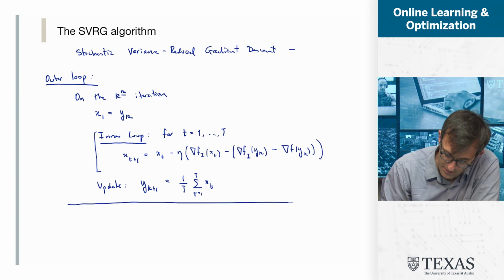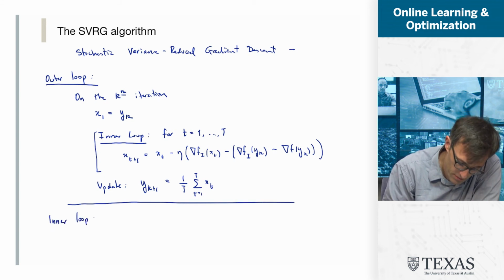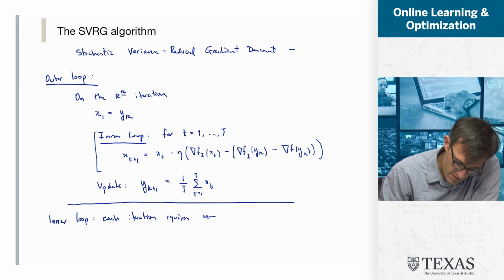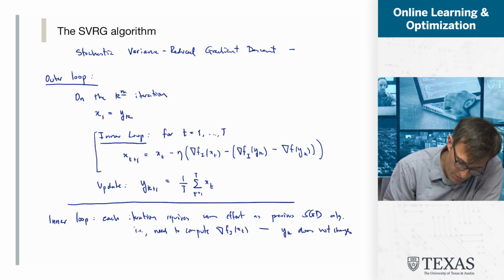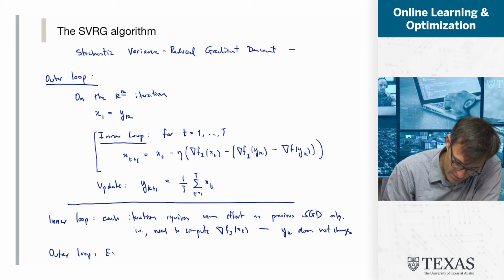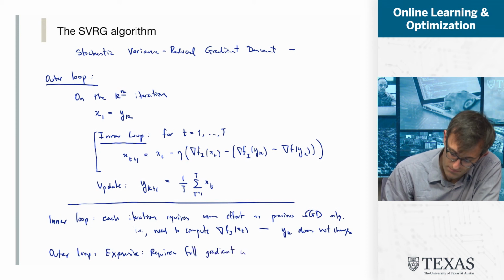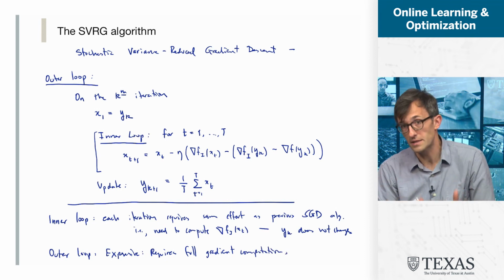So let me just note this because this is an important feature of the algorithm. Inner loop, each iteration requires the same effort as our previous SGD algorithm. In other words, we just need to compute the gradient of fi at xt. yk does not change. However, the outer loop is expensive. It requires a full gradient computation, just like if we were doing deterministic full gradient descent.